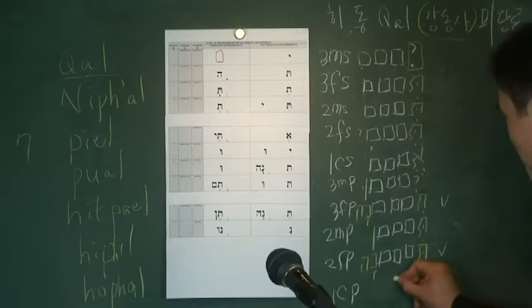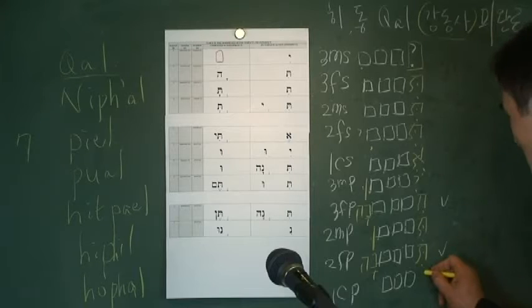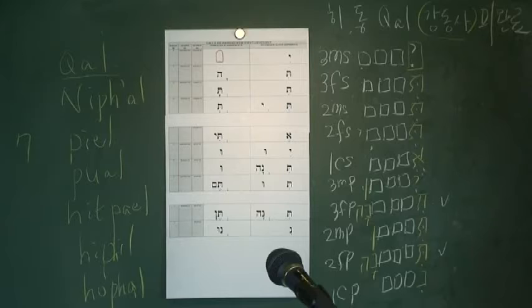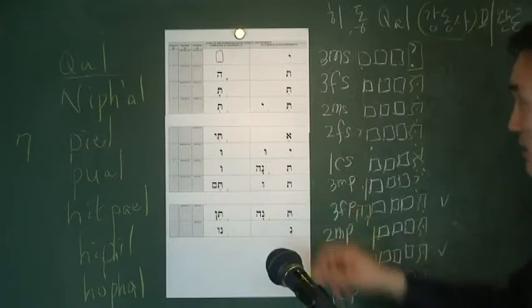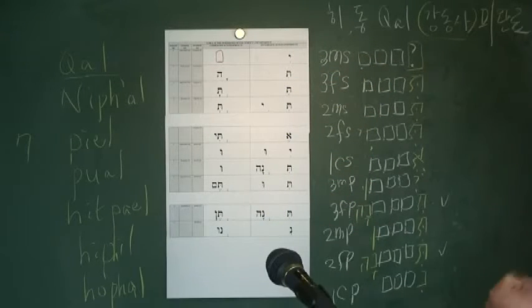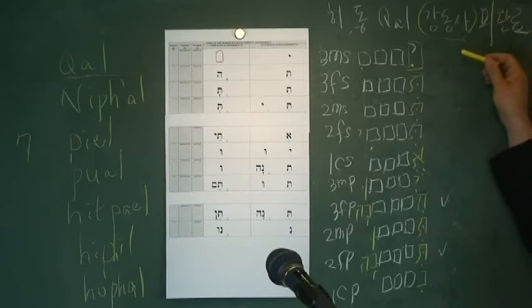And lastly, the first person common plural. The first person common plural has just a prefix. Ni is the prefix, nun and hirek. Here on the graph are the shapes so that we can easily identify them.